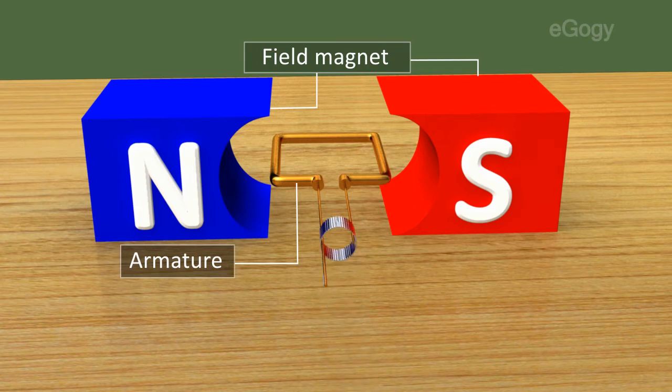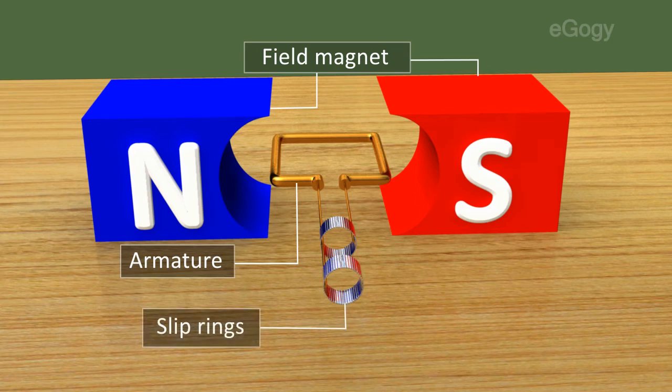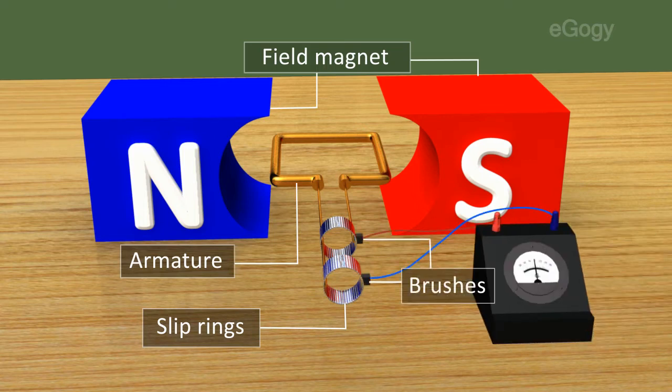The slip rings are circular rings fused to the ends of the coil. They rotate about the same axis as that of the armature. Brush is an arrangement that is always in contact with the slip rings. Current flows to the external circuit through this.